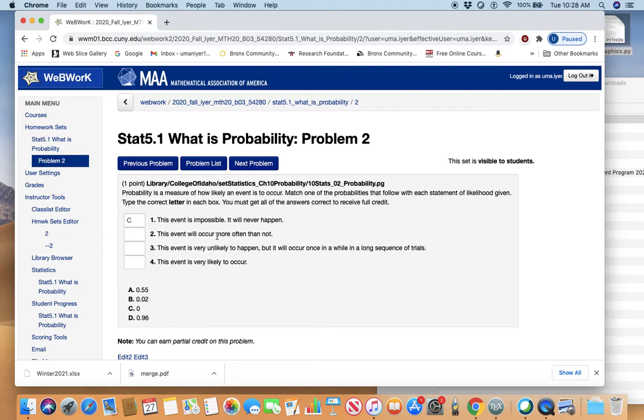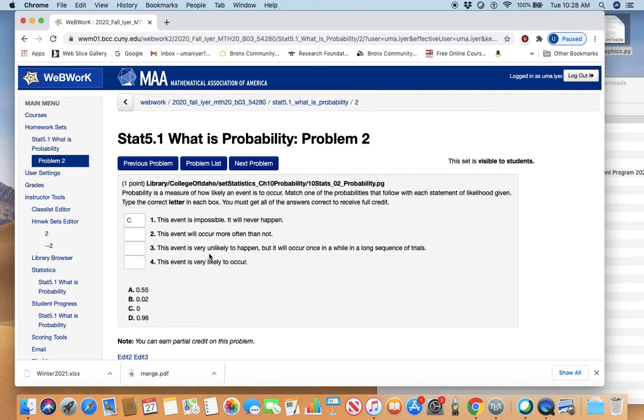This event will occur more often than not. More often than not. So it is, I would say, D or A, basically. So I will hold off on it until I get the other numbers. More often means the probability has to be higher than not, so it can be either this or this. So let's look at the third one.